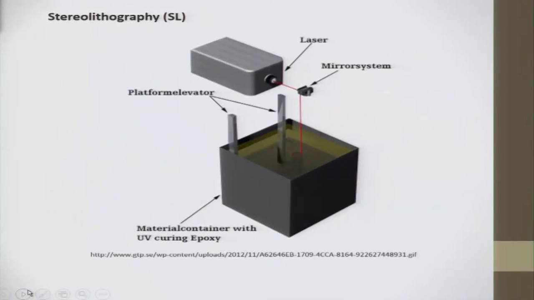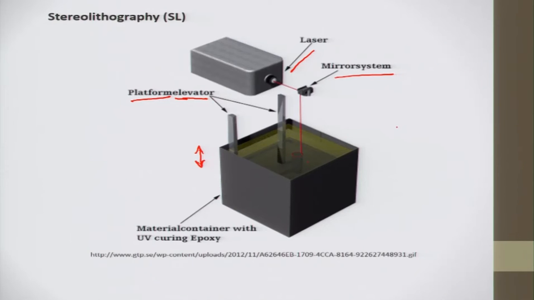Now, let us see the apparatus here. So, this is an apparatus. Here we have a laser and the mirror system. The platform elevator is here. Now the mirror system is diverging my laser, focusing my laser to the point where it is required, and the laser is the source that would help to cure the resin, and the platform can be elevated or maybe brought down.